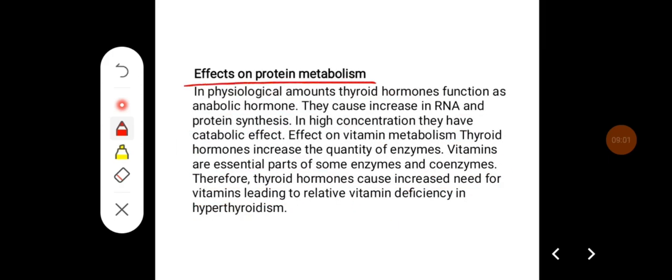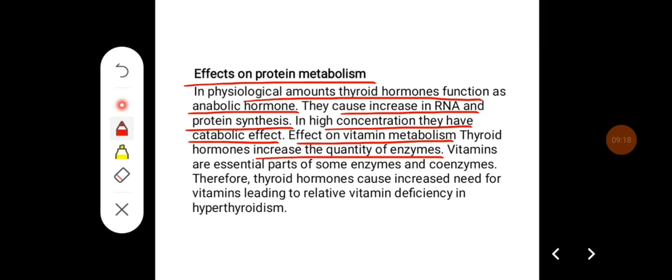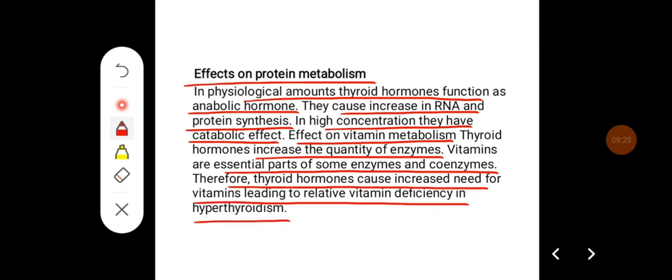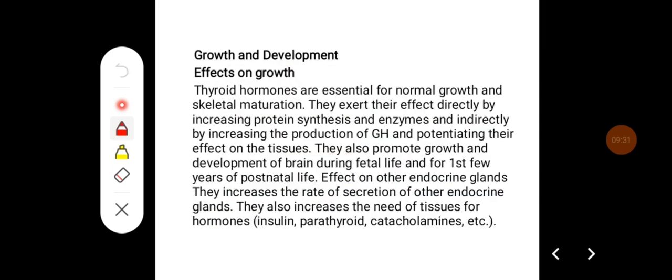Effects on protein metabolism. In physiological amounts, thyroid hormones function as anabolic hormones. They cause an increase in RNA and protein synthesis. In high concentration, they have a catabolic effect. The effect on vitamin metabolism: thyroid hormones increase the quantity of enzymes. Vitamins are an essential part of some enzymes and coenzymes. Therefore, thyroid hormone causes an increased need for vitamins, leading to relative vitamin deficiency in hyperthyroidism.